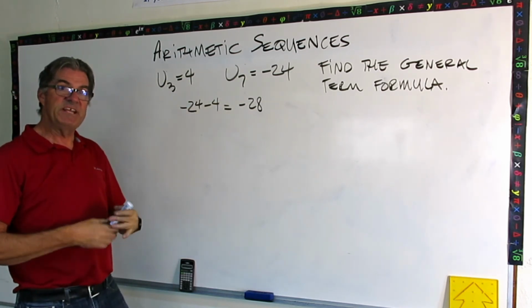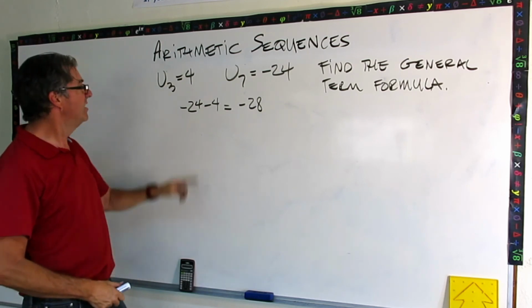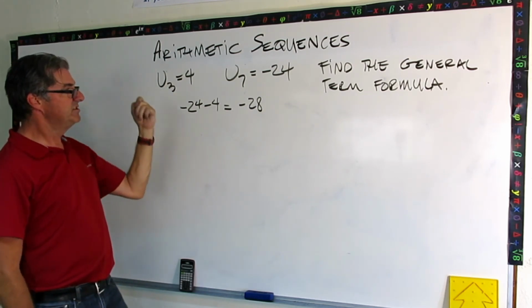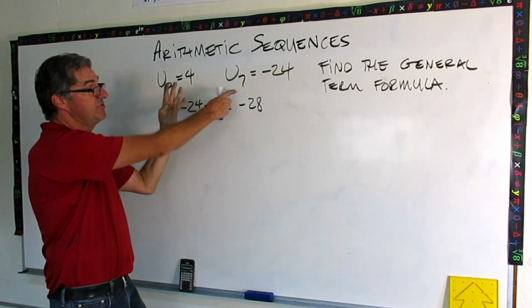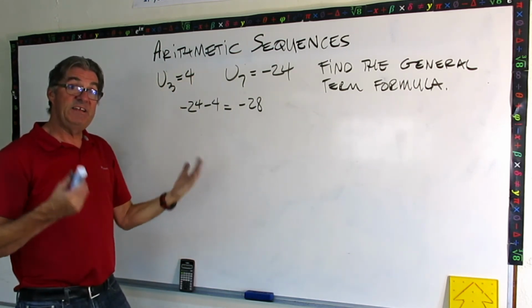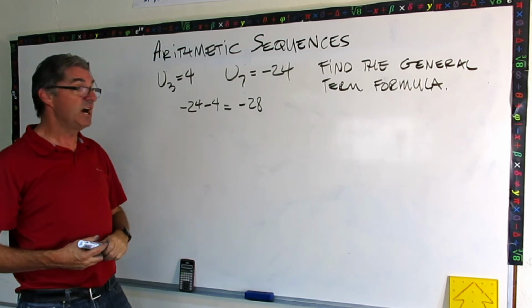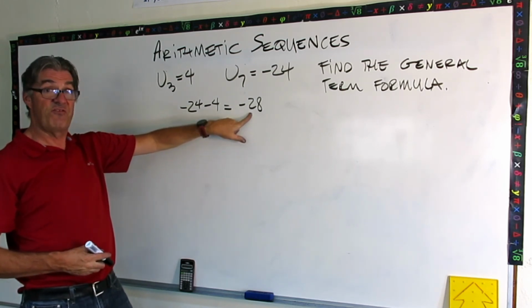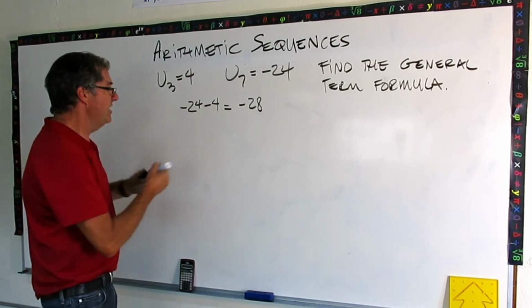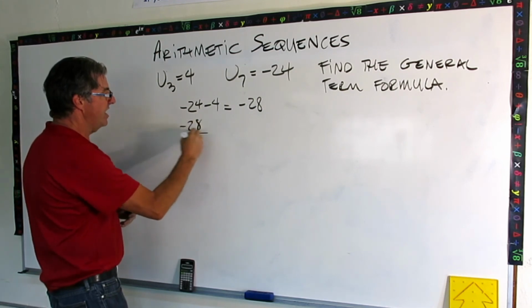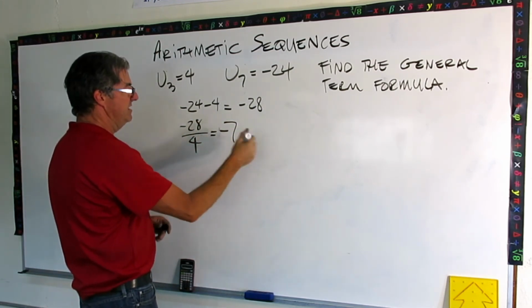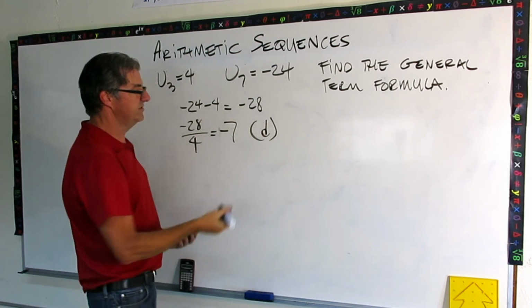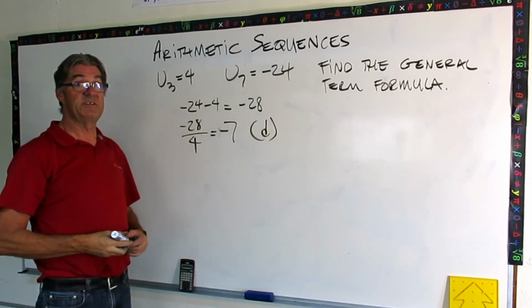Now, how many terms did we go to get there? We started on 3, so we did 4, 5, 6, and 7 to get to the 7th term. So we applied the common difference 4 times. So this number is 4 common differences. So now if we do minus 28 divided by 4, that's going to give us negative 7 as the common difference. So now we know our common difference.